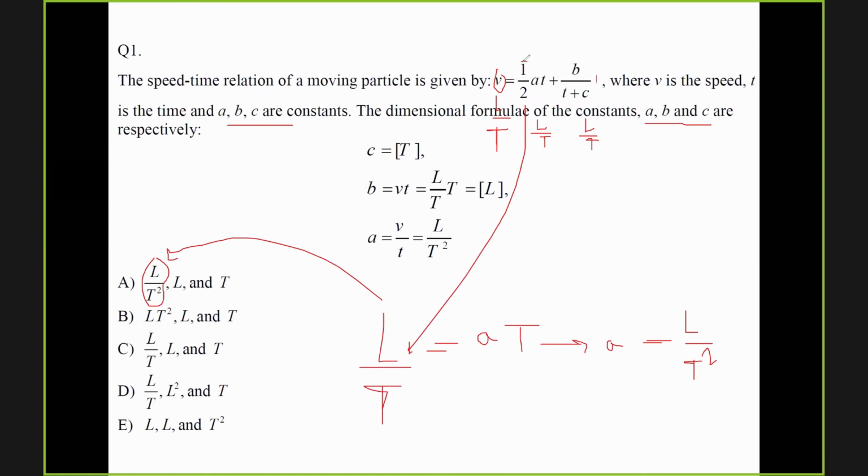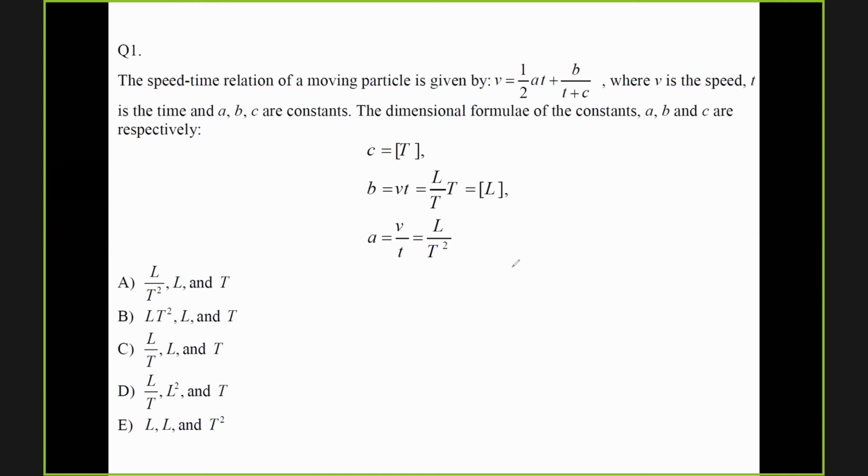How to solve now B and C? This B, this T is added to a term T. So you cannot add two things if they don't have the same dimension. So the C has to have the same dimension as time.